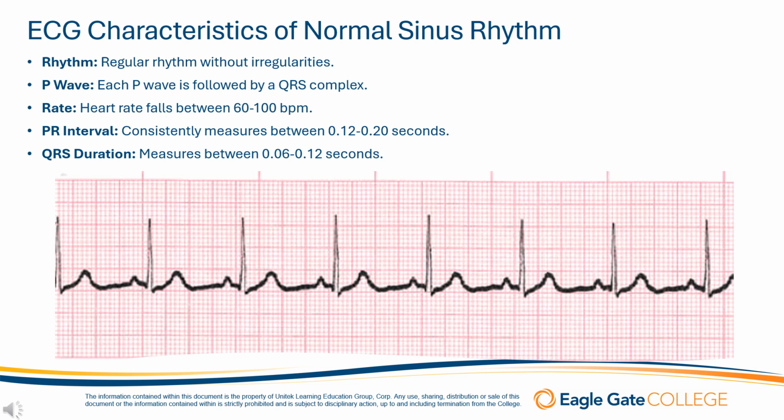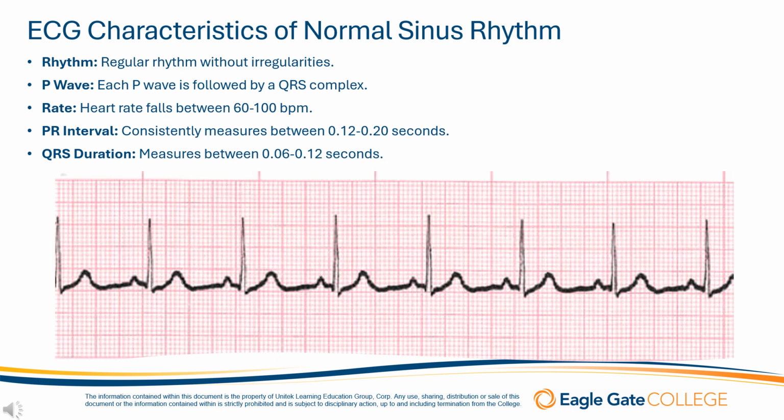In a normal sinus rhythm, every P wave is followed by a QRS complex. The P wave represents atrial depolarization, where the electrical impulse originates in the sinoatrial or SA node and travels through the atria, causing them to contract. Following the P wave, the QRS complex represents ventricular depolarization, where the impulse travels through the ventricles, causing them to contract. This one-to-one relationship is essential for coordinated atrial and ventricular contractions, ensuring efficient blood flow from the atria to the ventricles and then out to the body or the lungs.